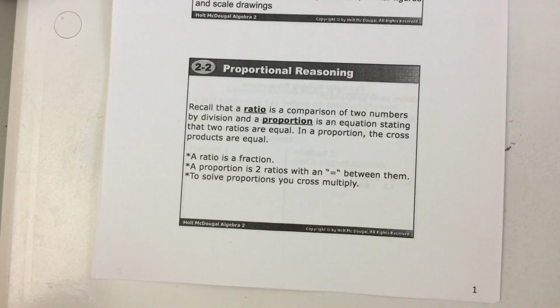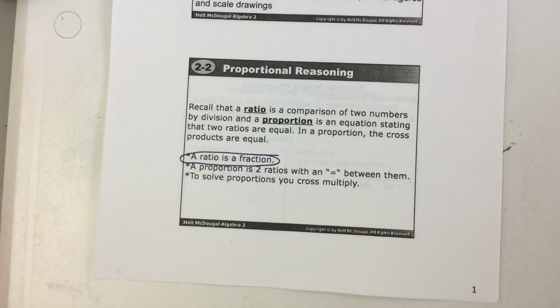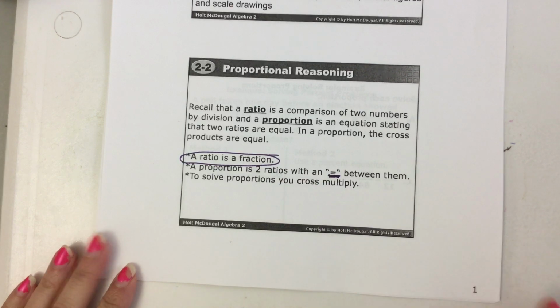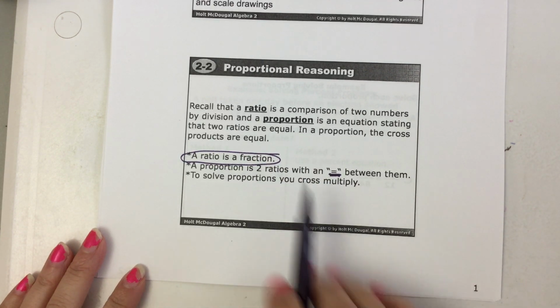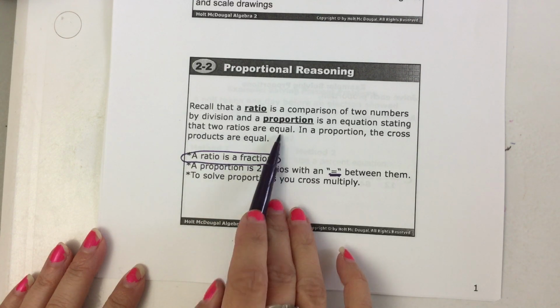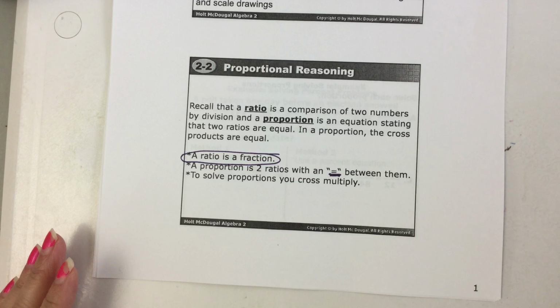The chapter is Chapter 2 and we are looking at Section 2. Recall that a ratio means that we are comparing two numbers through division. So a ratio means that we have a fraction, okay? A proportion is an equation. Remember, an equation means that you have to have an equal sign. A proportion is an equation stating that two ratios are equal. So a proportion is two fractions with an equal sign between them.